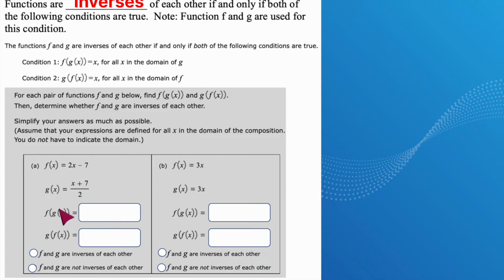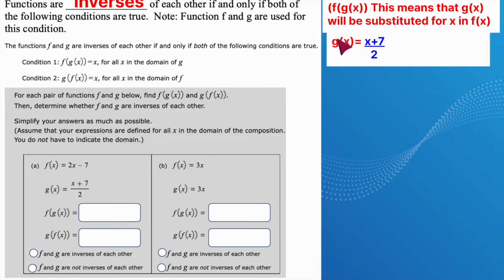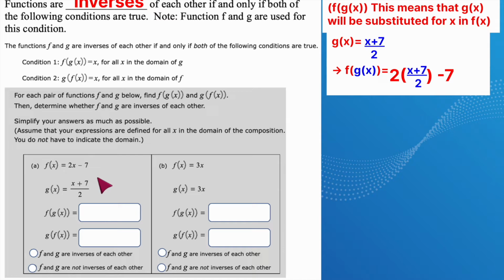So for the first one, we're going to do f of g of x. This means that g of x will be substituted for x in f of x. Here's g of x, x plus 7 divided by 2, and this blue expression is going to be substituted into f of x. It was 2x minus 7, but now the whole g of x is placed in here. So we have 2 times the whole expression, x plus 7 divided by 2, minus 7.